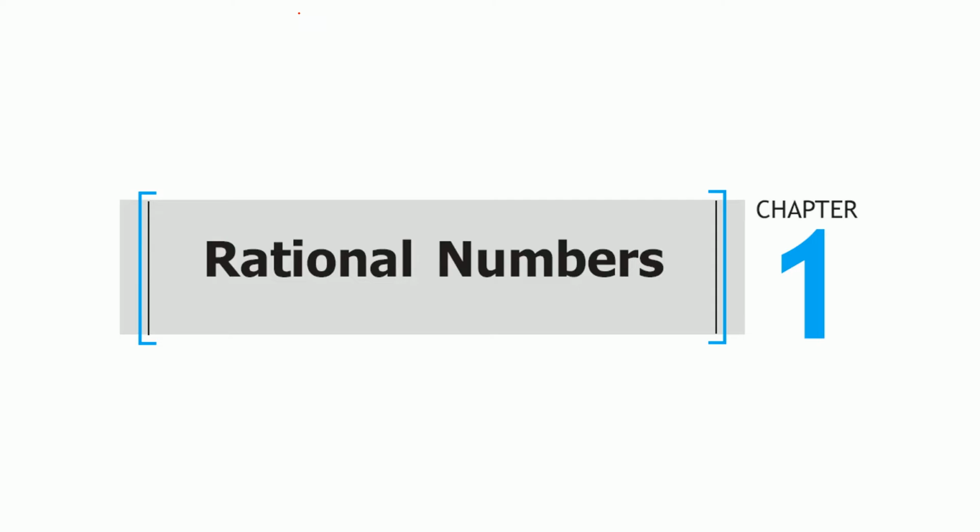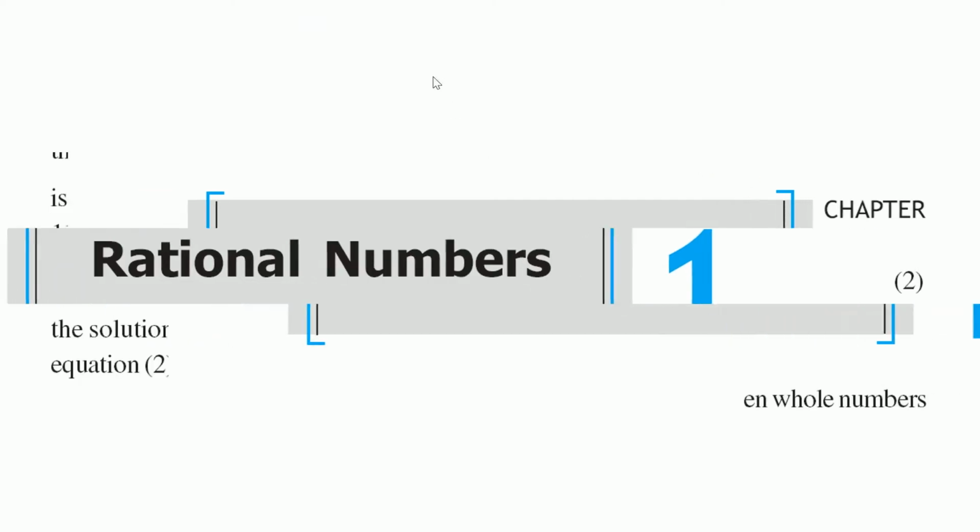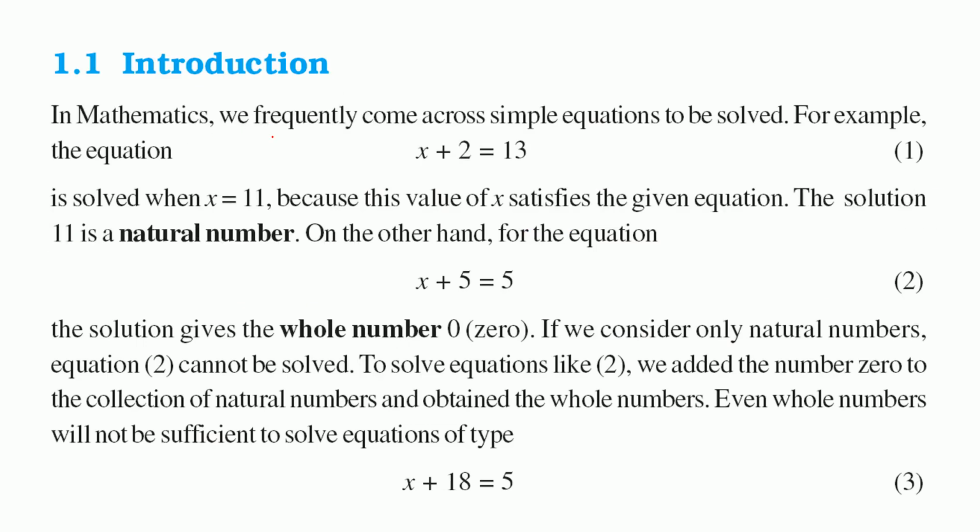We are taking the first chapter, that is the rational number. So we have frequently come across certain equations like this: x plus 2 is equal to 13. Now this kind of equation, what is the solution of this equation? You have to put something in this x so that when it adds to 2 it becomes 13.